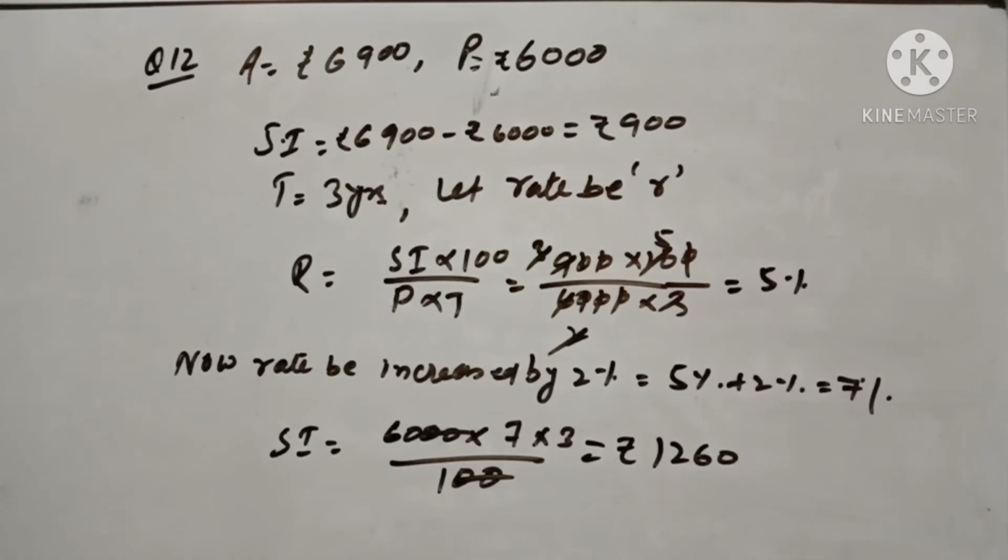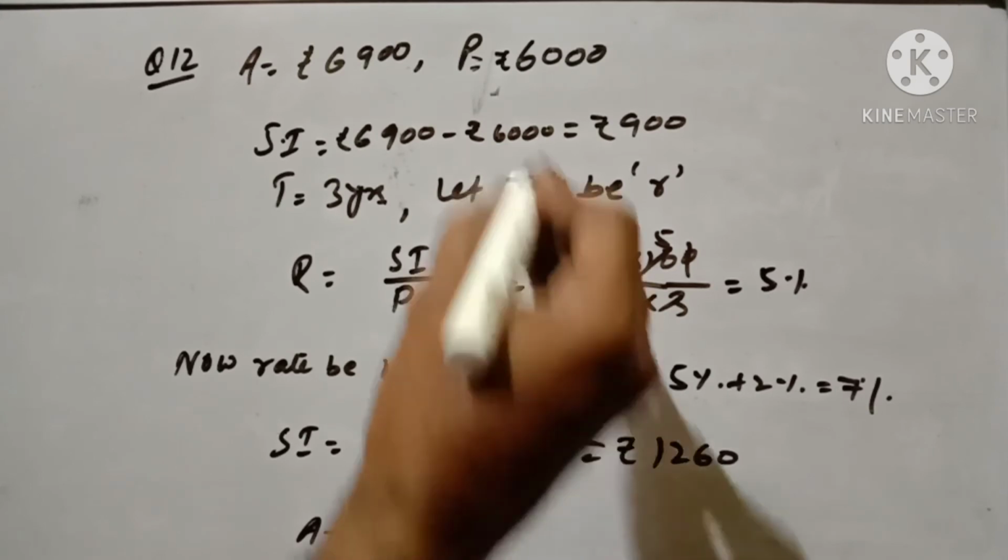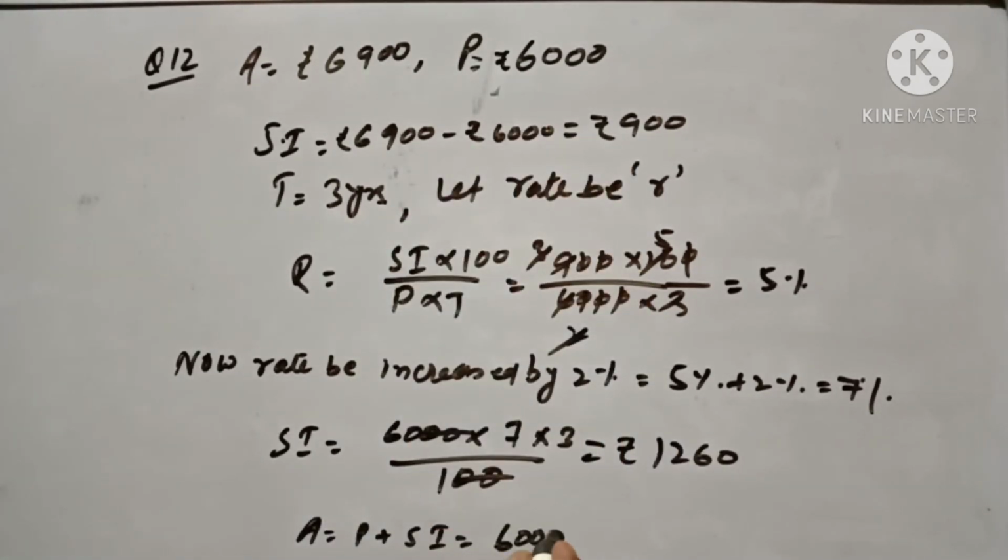Now what we have to find? A sum of 6,000 amounts to 6,900 in 3 years. What will be the amount if the rate is increased? So amount, as we know, amount equal to P plus SI. So our P is 6,000. After 2% increase, our interest will be 1,260. So A will be rupees 7,260. This is our required answer. So write down.